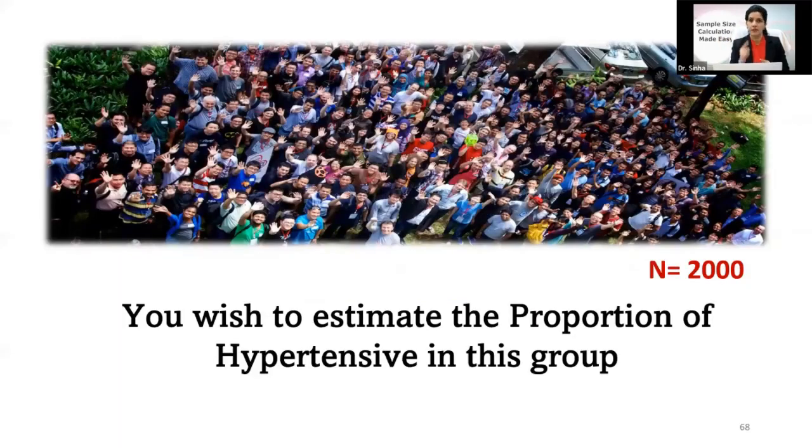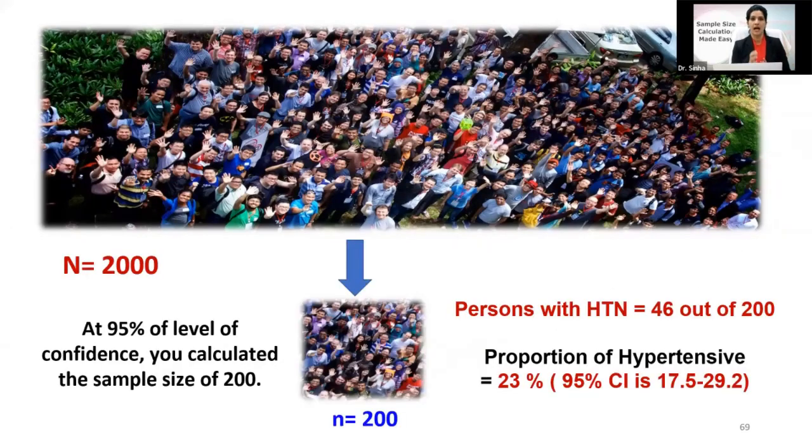Like in this case, you can see this picture. This is a population of 2,000 people, and you wish to estimate the proportion of hypertension in this group. So this is my research question. I took 200 individuals from this population of 2,000, and at the 95% confidence level, I calculated that 46 out of the 200 people are hypertensive. And I have said that the 95% confidence interval is between 17.5 and 29.2. So based on this sample of 200, I have projected for the population of 2,000 this confidence interval.